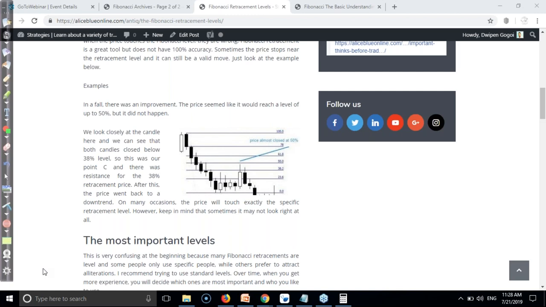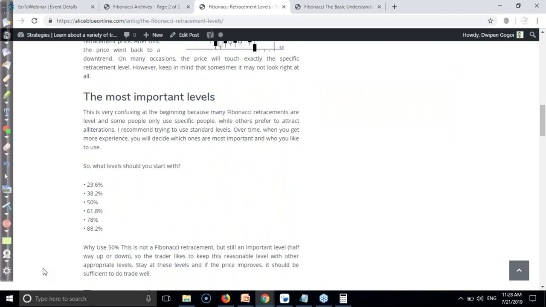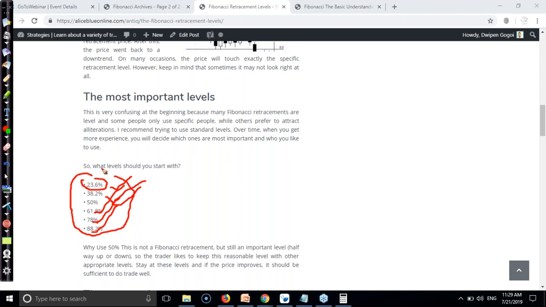Okay, is it clear? Now the question is, which level is most important? I have given some levels: 23.6%, is it the most important level? 38.2% is important, 50 is important, 61 is important, 78 is important, and some people are using the 88.2% retracement. If all are most important, then at which level are we going to buy or sell? That is the other question.